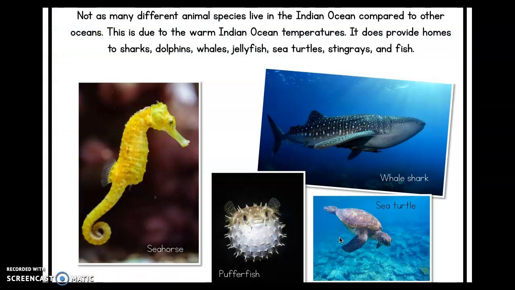Not as many different animal species live in the Indian Ocean compared to other oceans. That's because the Indian Ocean has very warm temperatures. But it does provide homes to sharks, dolphins, whales, jellyfish, sea turtles, stingrays, and fish.